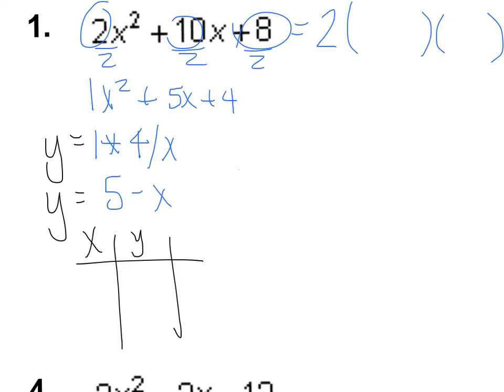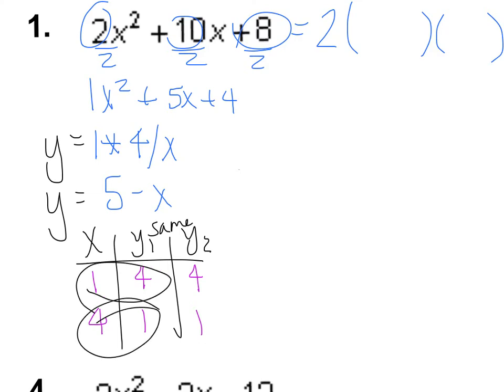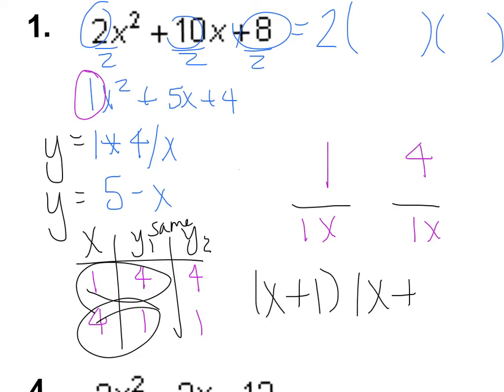I have x, y1, and y2 in my table. Remember, I'm looking for where y1 and y2 are the same, and it's going to show up twice in your table. You're going to see it at 1, 4, and 4, and you're going to see 4, 1, and 1. Again, you're only focusing on those first two numbers. It doesn't matter which set you pick. I'm going to take 1 and 4, and divide them by this very first number, 1x. I can't reduce 1 over 1, and I can't reduce 4 over 1. So my final answers are x plus 1 and x plus 4.